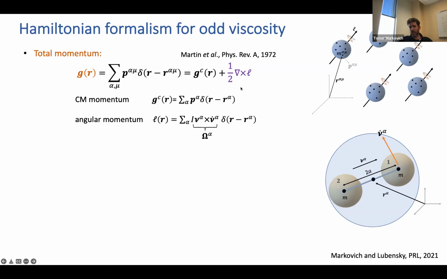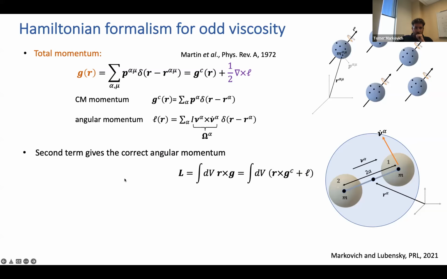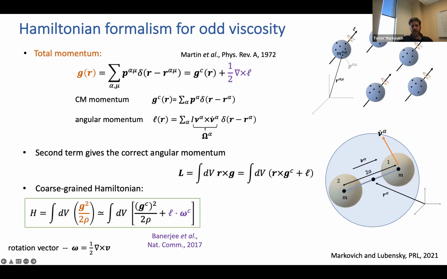So we thought that this would give us something interesting. And the reason is, first, this total momentum actually gives you the correct angular momentum of your system. So r cross g is r cross the center of mass momentum plus the internal angular momentum of each particle. But the reason we did it is because if I guess that the coarse-grained Hamiltonian is just the total momentum squared divided by 2 rho, instead of the center of mass momentum squared divided by 2 rho, then I have this extra term, which couples angular momentum and vorticity. In an earlier work by the group of Vincenzo Vitelli, they showed that using this term, they can get odd viscosity.